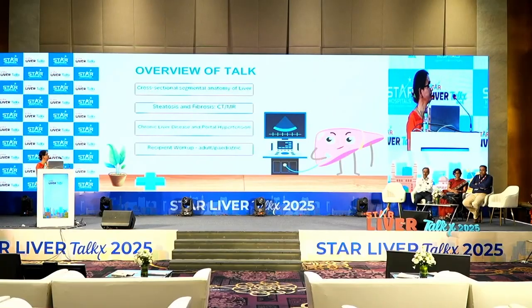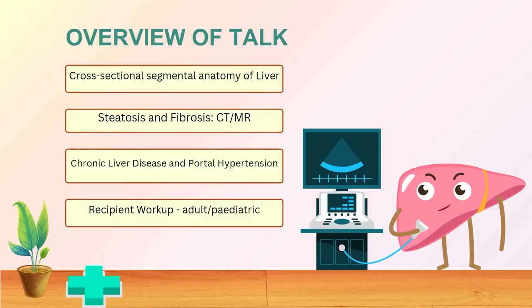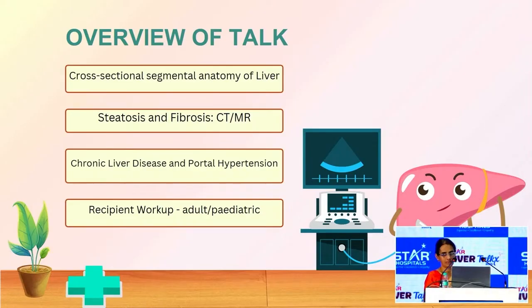So this is a brief overview of my talk. No talk is usually complete unless we have a brief overview of the cross-sectional segmental anatomy, about how we estimate hepatic steatosis and fibrosis on CT and MR, some salient features in CLD and portal hypertension, and some points that we need to keep in mind while evaluating an adult or pediatric child for transplant.